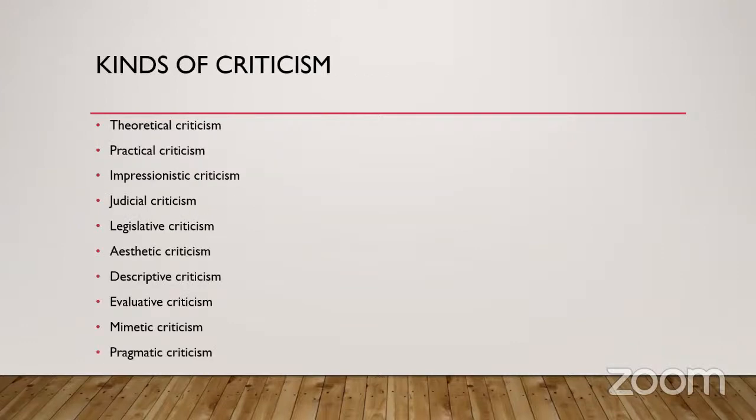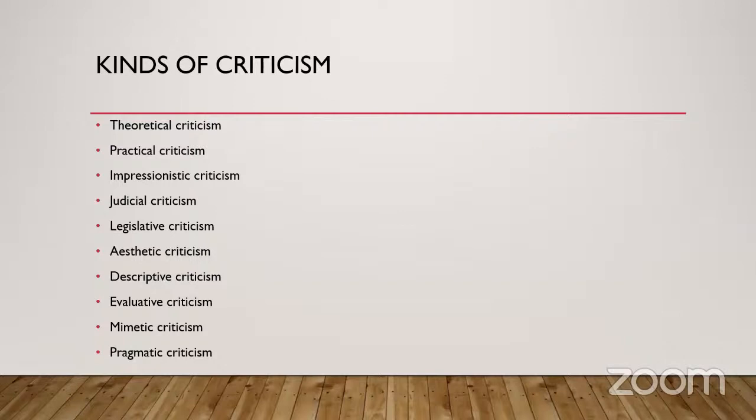Next is kinds of criticism. There are different kinds of criticism. First is theoretical criticism. It is based on certain theories. Theoretical criticism proposes a theory of literature. It evolves general principles to be applied to identifying and analyzing works of literature. So theoretical criticism lays out certain general principles that are to be applied in order to identify and analyze a work of literature.